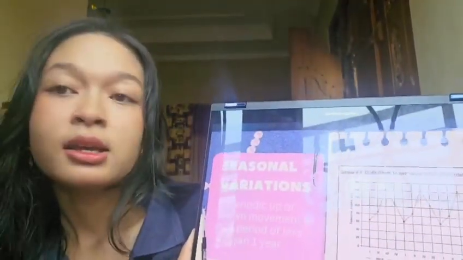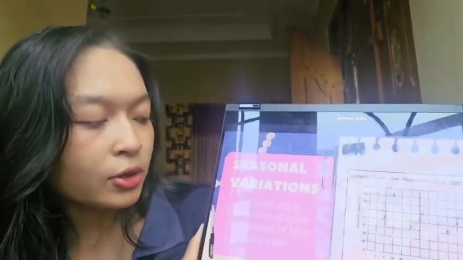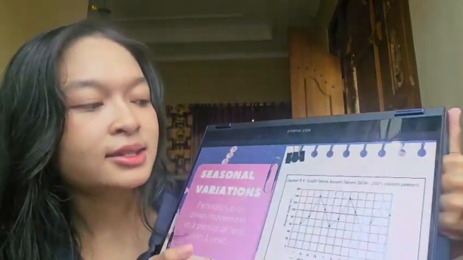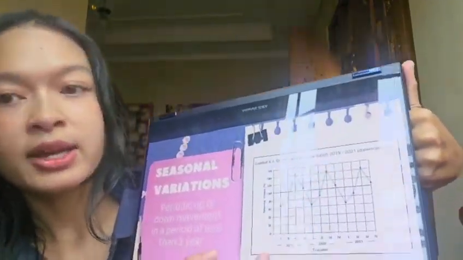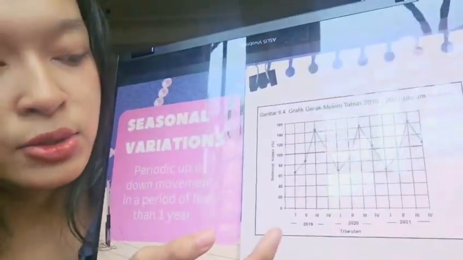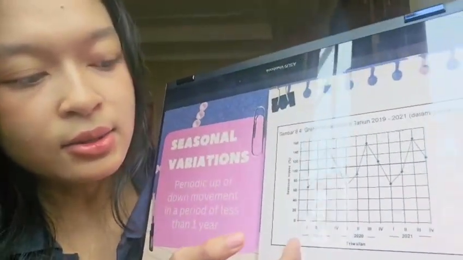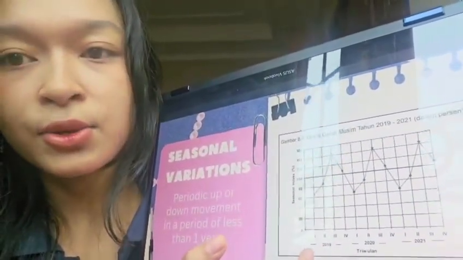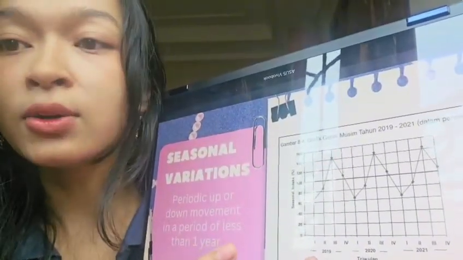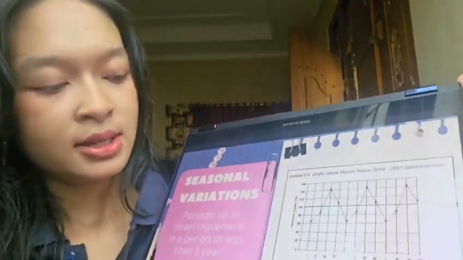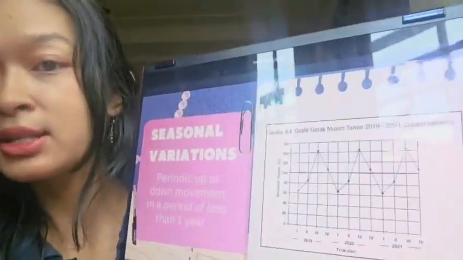And the second one is seasonal variation. Seasonal variation is a periodic up or down movement over a period of less than 1 year. Like you can see on the graphic, in 2019 the line is only within this year, so it uses 3-month periods. In 1 year there are 4 periods of 3 months, so it's 1, 2, 3, and 4, like you can see on the graphic.